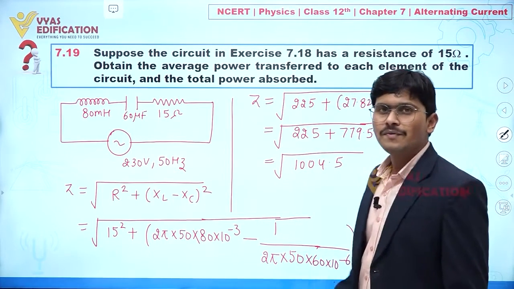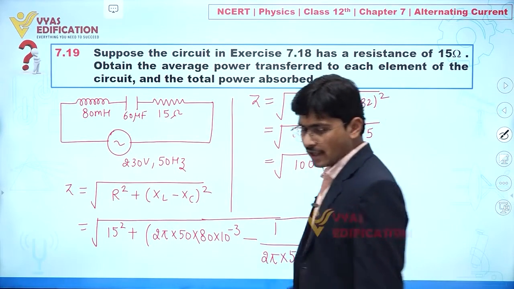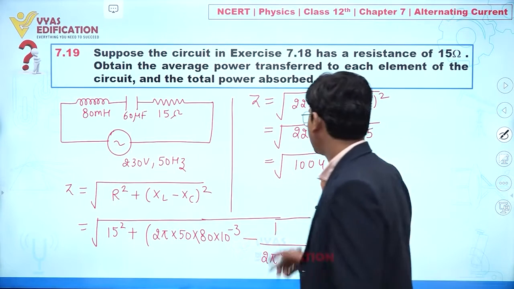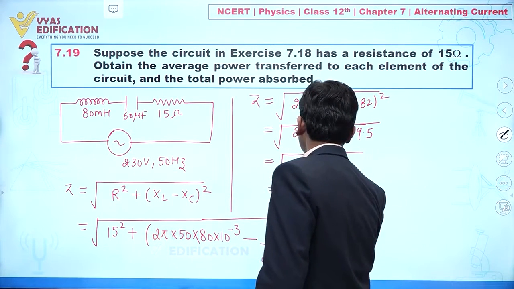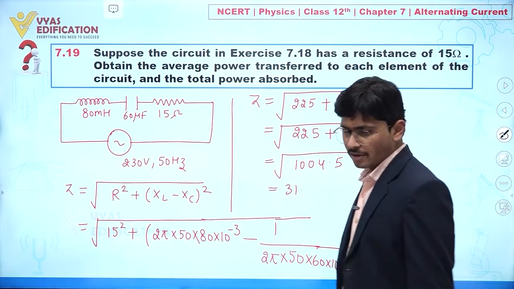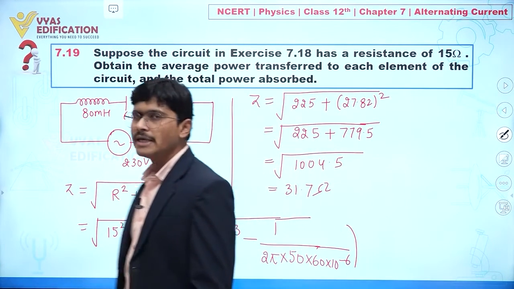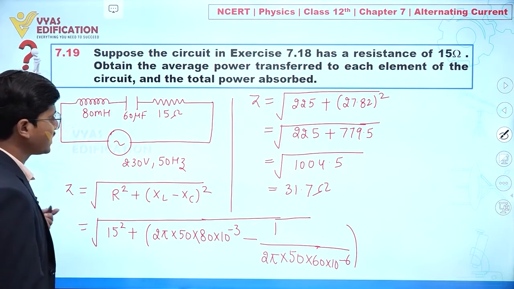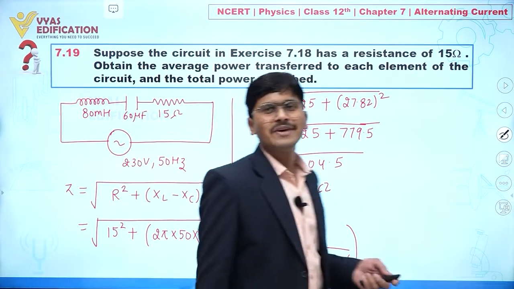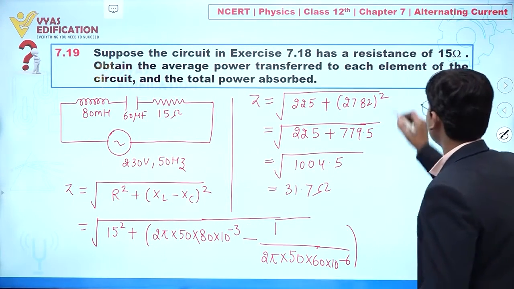Clear? Now if you take the square root of this one, it is given by, we can say, 31.7 ohm. Clear? So this is the impedance of this circuit. Yes or no? So can we find the value of IRMS? Yes, we can write like this.